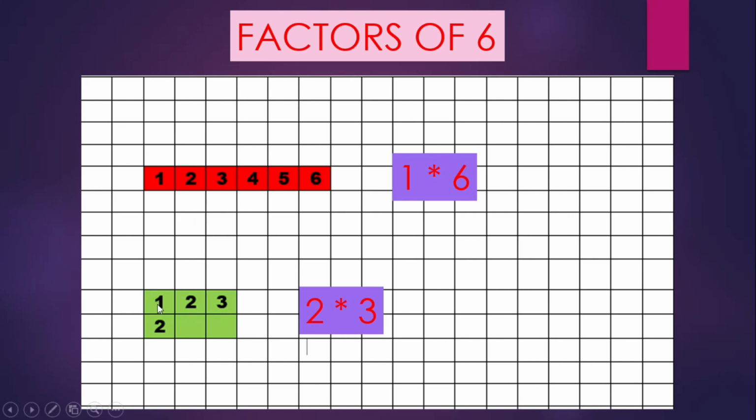So for this I have written the first number 2 in the vertical line, 1 and 2, and the second number 3 is written horizontally, 1, 2, 3. So this rectangle represents the factor 2 3s are 6.